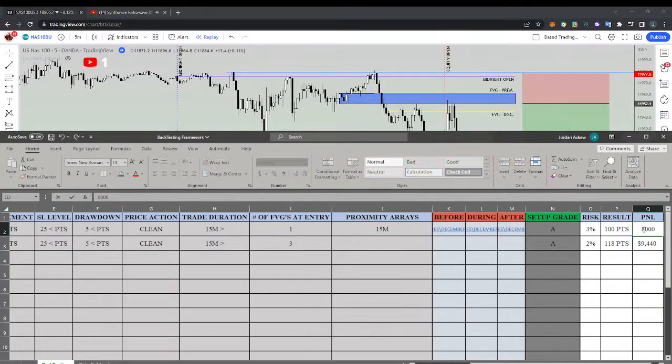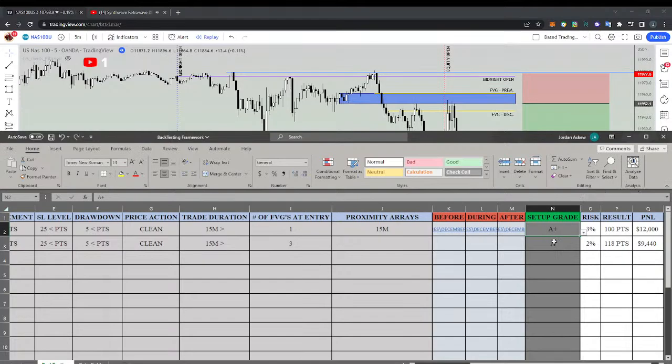We'll fix this here. Yeah, so we risk 3 to make 12, which is like a 4 to 1, 5 to 1 trade. 4 to 1, I think. Yeah, and let's change this grade to A+, because it was a beautiful setup. And guys, that's how you build your playbook.